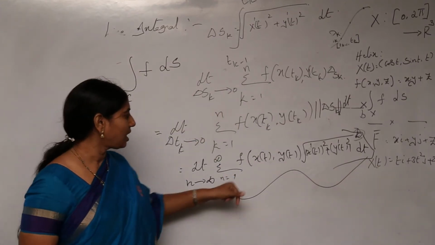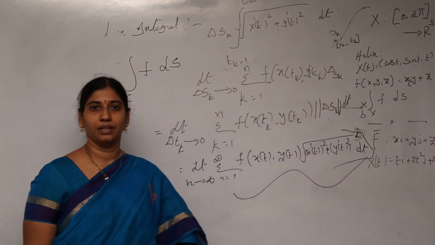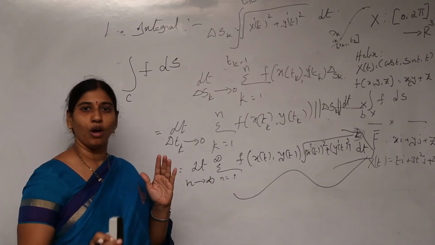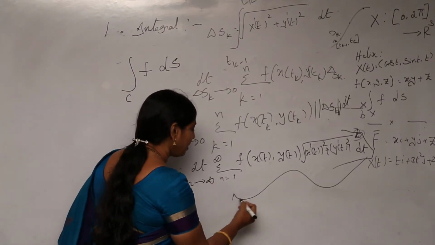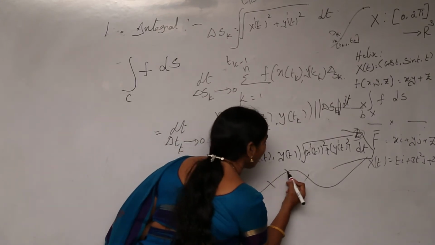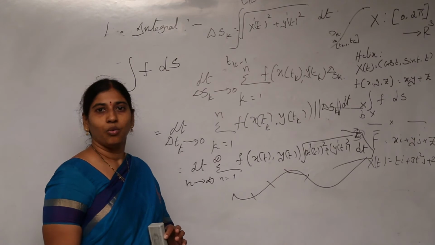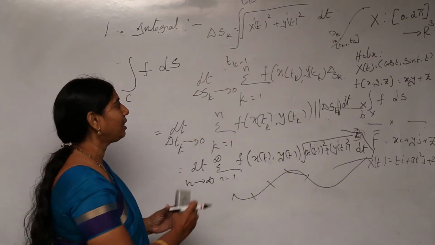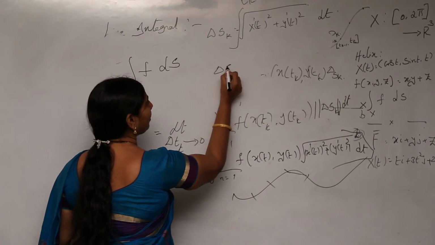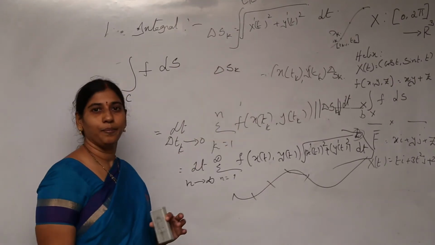Let us suppose that I take this as an electric cable. I am dividing the electric cable into n number of sub-parts, like this. So each part will have a specific length, which we call our arc length, and we denote it as delta sk.